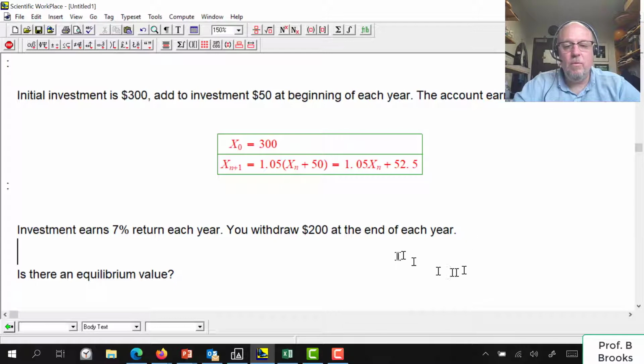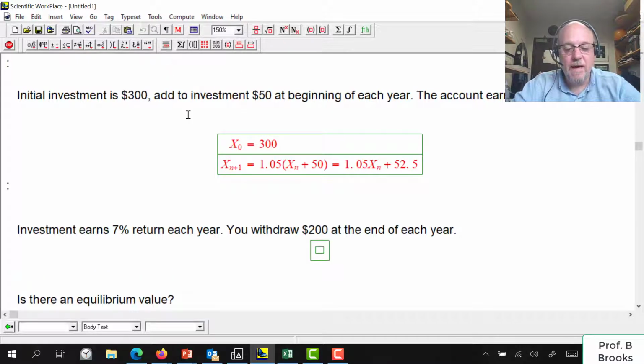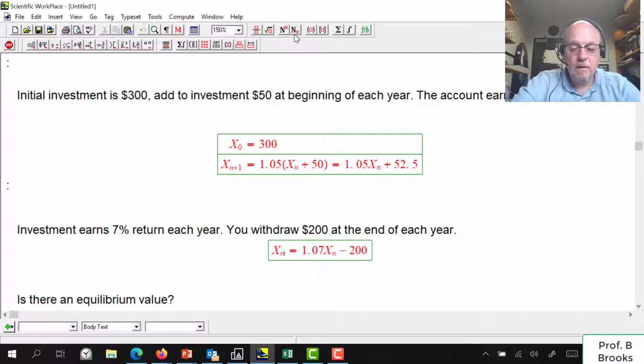In this next example, I earn 7% return each year, but I'm taking money out. So however much money I have, the first thing I'm getting is the 7% interest, and then it says taking the $200 out at the end of the year. And this is how much money I would have in the next year.